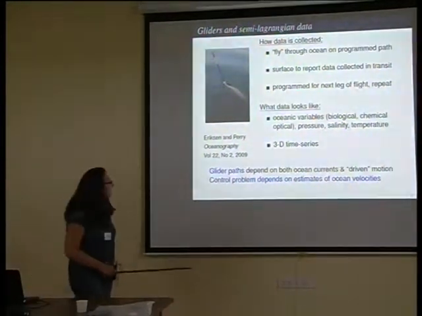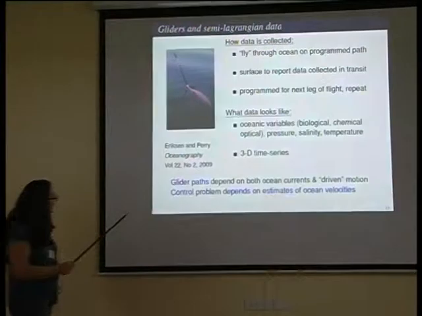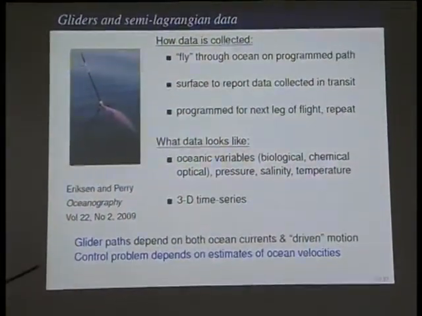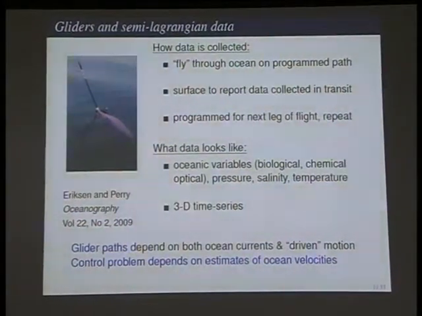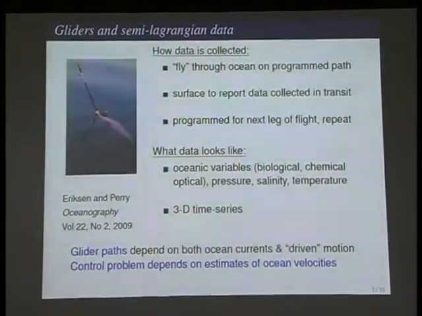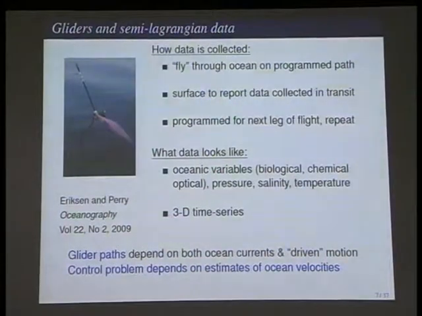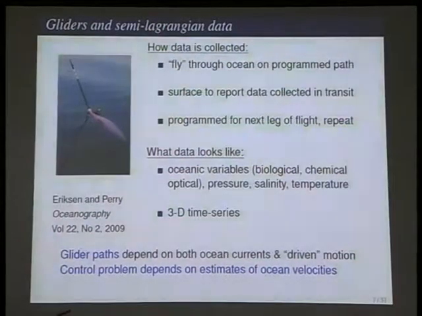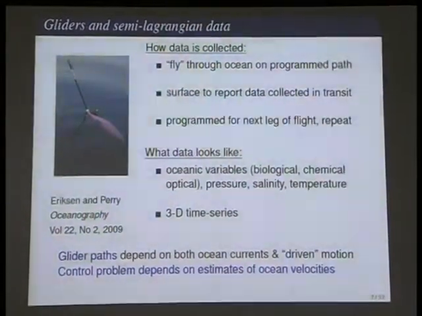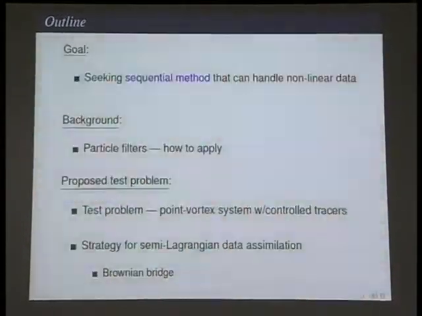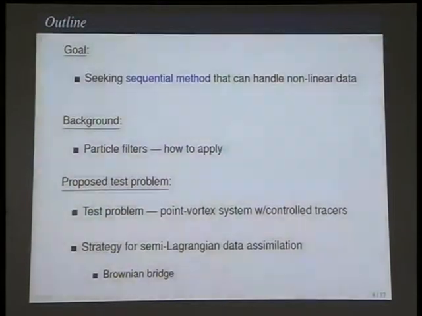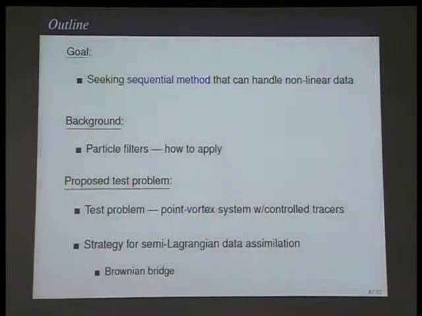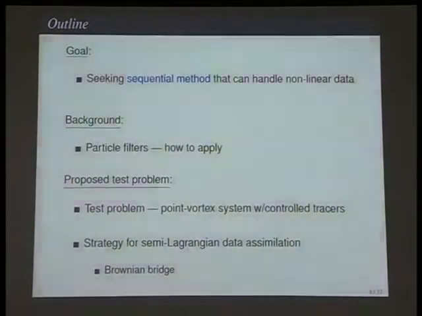Okay, so glider paths clearly depend on both ocean currents and the driven motion, so these things can be steered. And so this is a control problem. It's not what I'm going to be thinking about, but ultimately for the person steering it, it's a control problem that depends on the estimates of the ocean velocities. Okay, so we're looking for a sequential method that can handle nonlinear data.